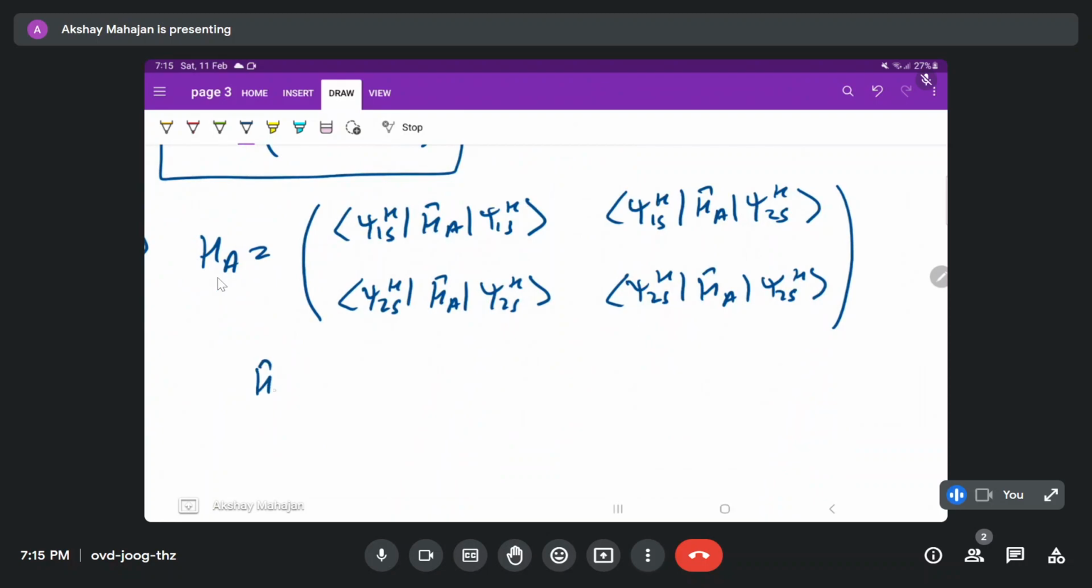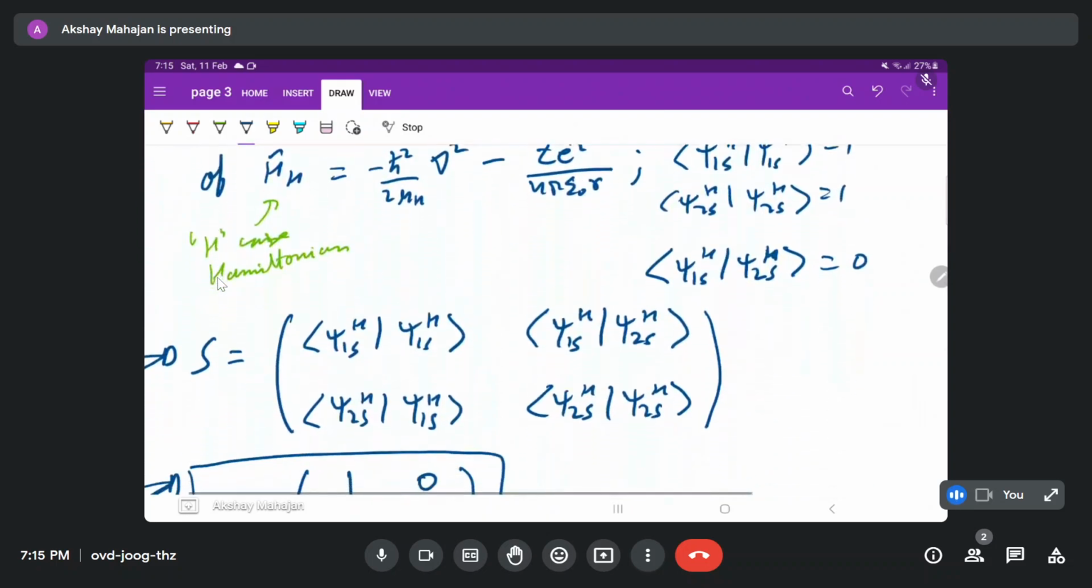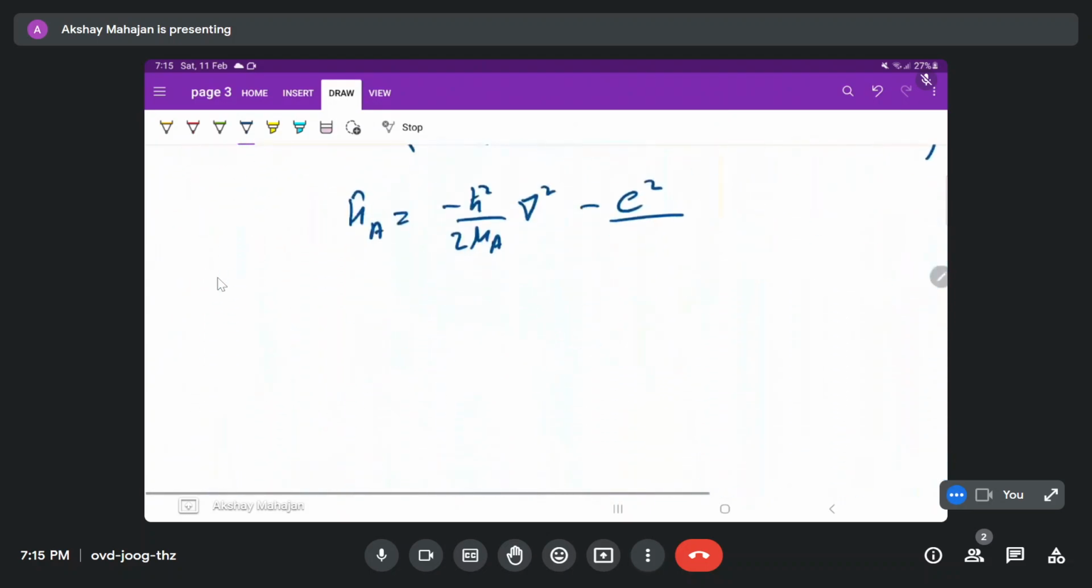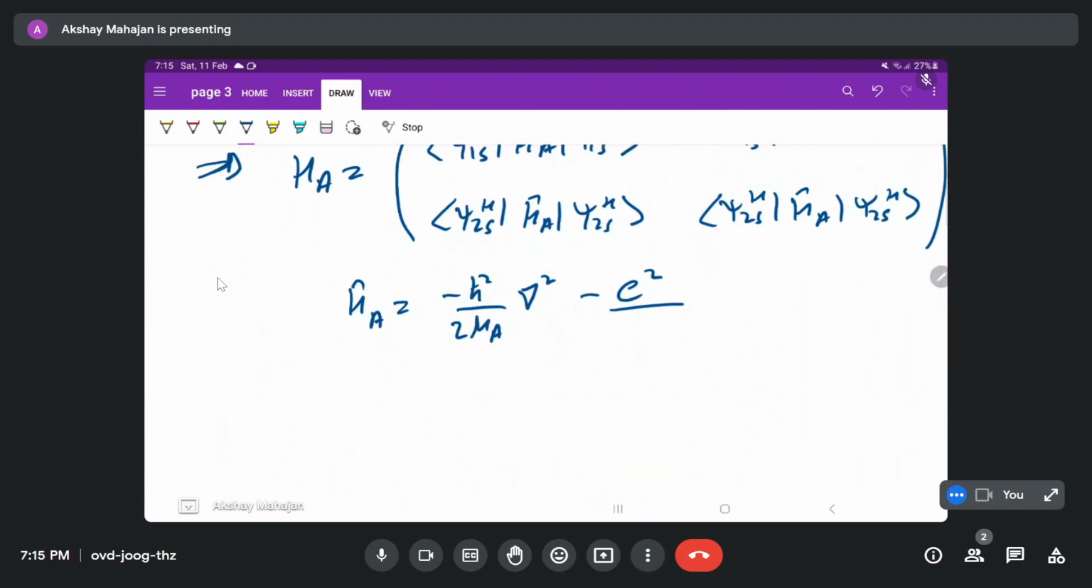Now here H cap of A is actually minus h-bar square by 2 nu A times del square minus e square upon... We are talking about hydrogen atoms, so Z will be 1, and we have 4 pi epsilon naught r.